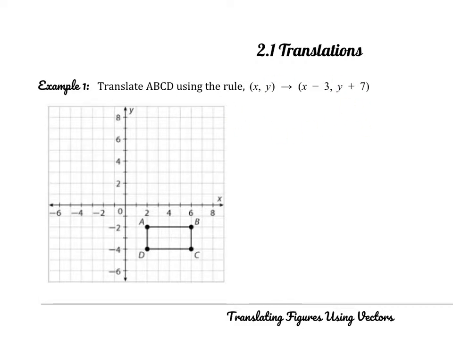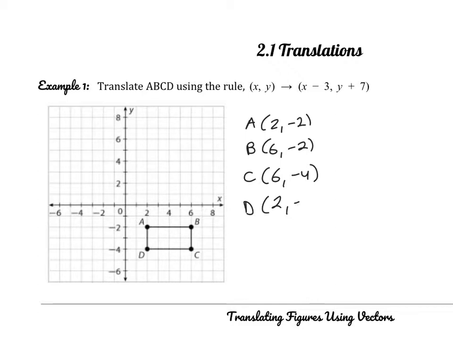So we have done translations in this method before, so remember, the way this works is you list out your original coordinates. So A would be 2, -2, B would be 6, -2, C would be 6, -4, and D would be 2, -4.